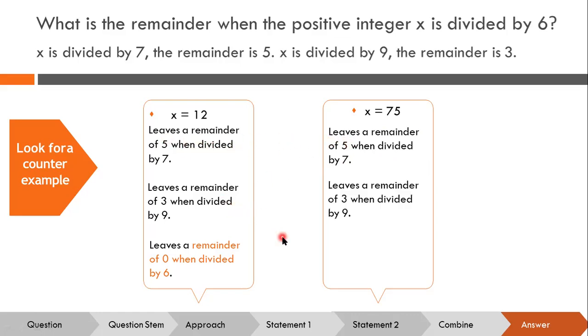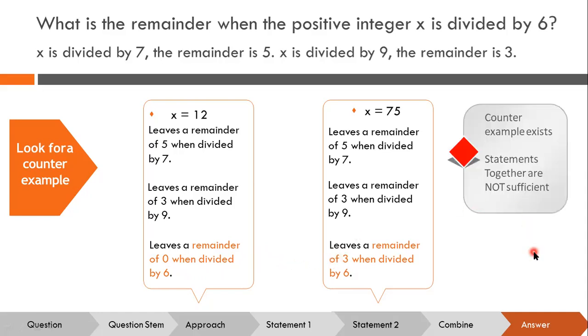When we are dividing this by 9, the second condition is satisfied according to the second statement. And when we are dividing, it will give 3 and divide by 6. So here, look at this, this is a slightly different thing. At this time that was 0, and here we have 3. So a counterexample exists, statements together are not sufficient.